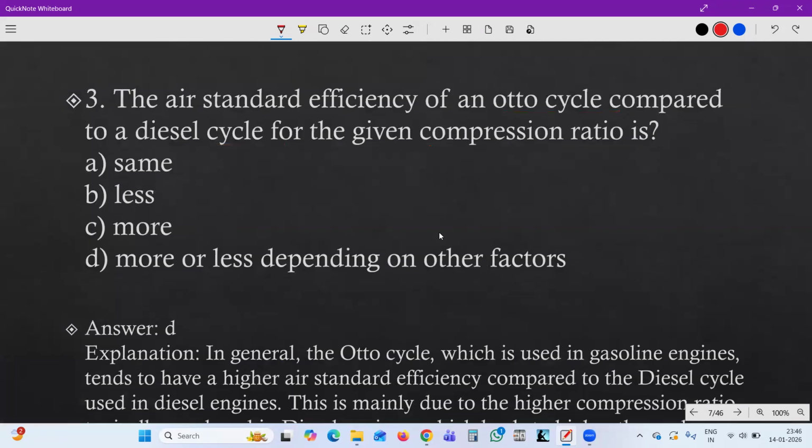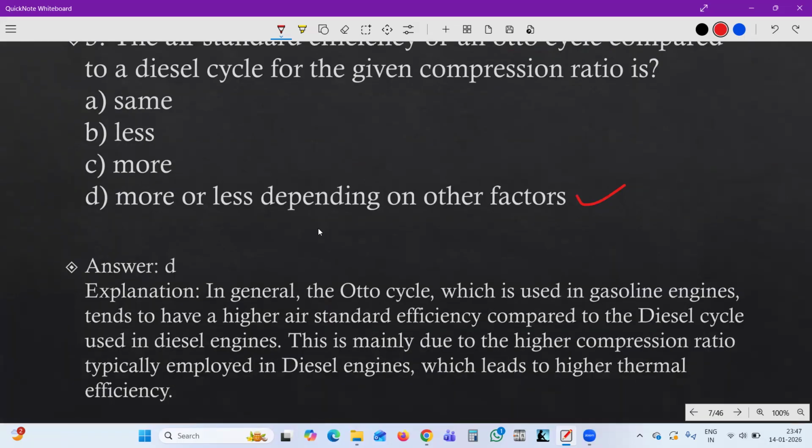So this is the air standard efficiency of Otto cycle compared to diesel cycle. We cannot have a clearly distinct answer for this one. This is more or less dependent on other factors. There are many factors to define the air standard cycle efficiency comparison for Otto cycle and diesel cycle. Let's see the explanation for this one.